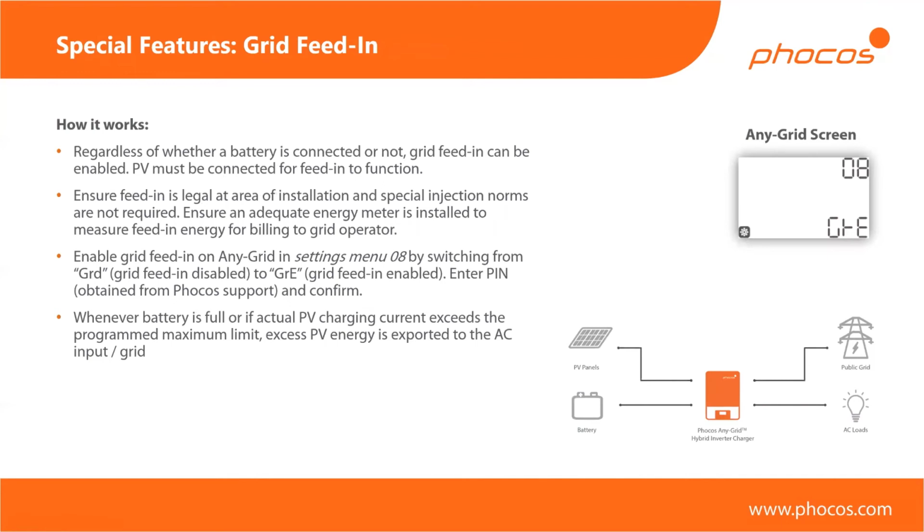Grid feed-in should be obvious what we're doing here. It means that we're basically never reducing power from the PV side, because if your battery's full and your AC loads are basically taking all they can and you still have some extra power left over, then we can shift that power to the grid. To enable that, like I mentioned, you will have to enter a PIN, and you can obtain that from Phocos, because we of course want to avoid people activating this functionality if it's not legal in their area.